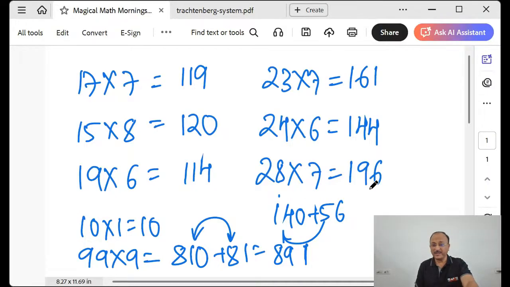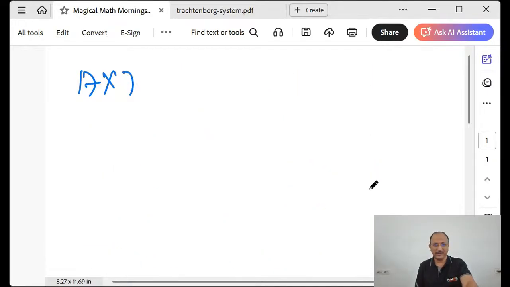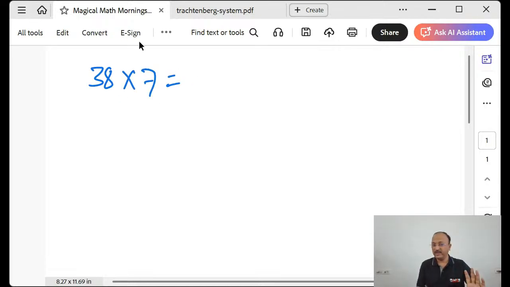Okay, let's practice little bigger numbers and parallelly you try with me. Let's go for 38 into 7. 30 sevens are 210, 8 sevens are 56. So I will add only 1 and 5. Correct? So 266. Clear? See, 30 sevens are 210, 8 sevens are 56. 210 plus 56 is 266.